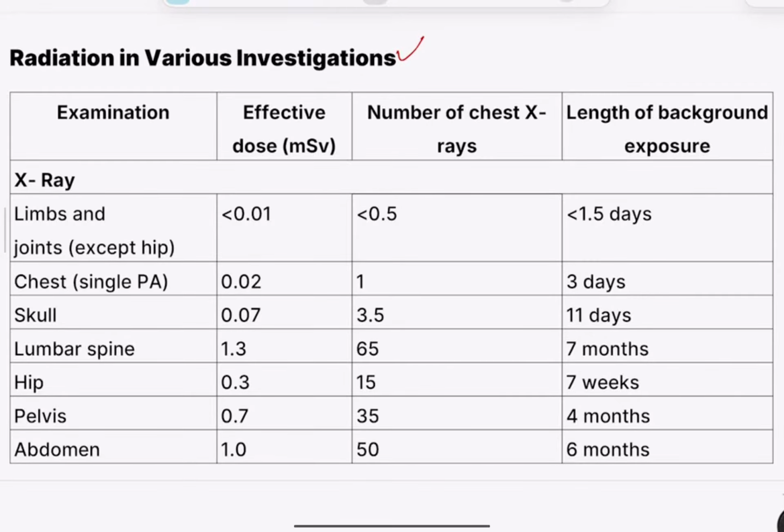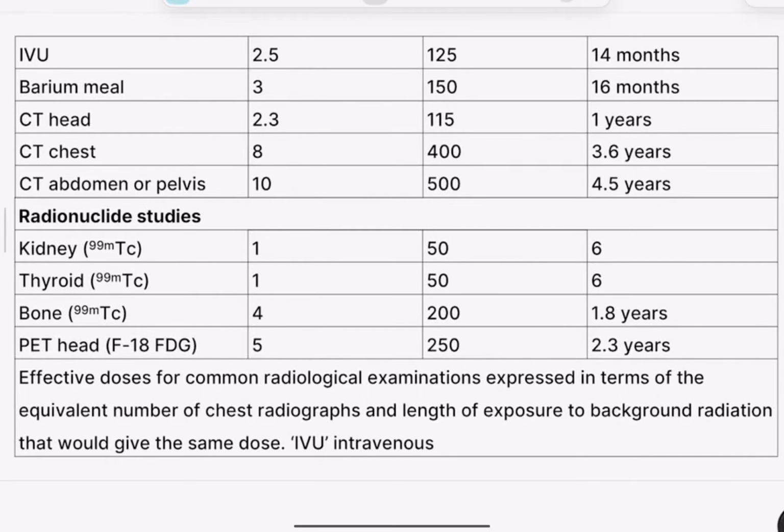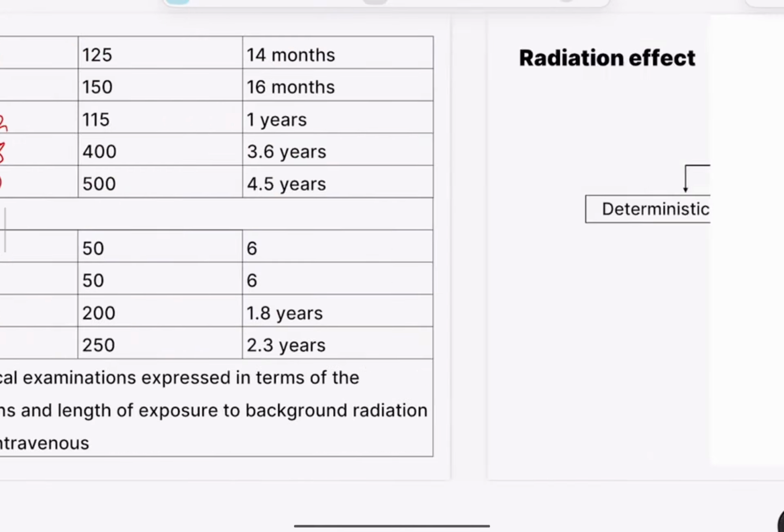So what is the radiation dose that we get in various investigations? In a chest X-ray single PA view, it is 0.02 millisieverts. If you look at IVP, contrast X-ray, barium meal, it is more. CT head, chest, abdomen: as you go down, the dose is also increasing. 2 millisievert, 8 millisievert, 2 plus 8, 10, for the CT. All the radionuclide studies, the technetium studies, PET scan, they also have radiation exposure.